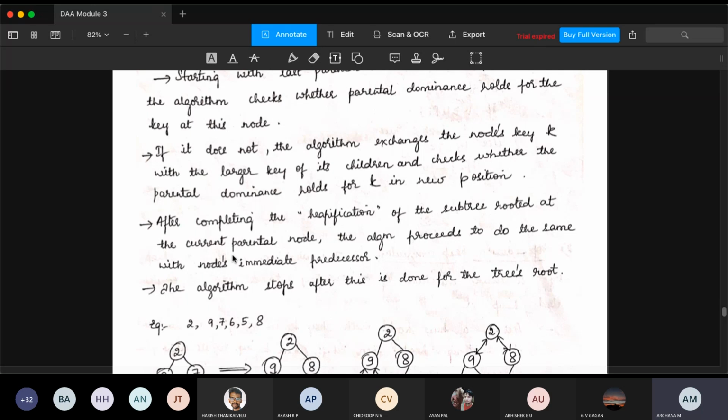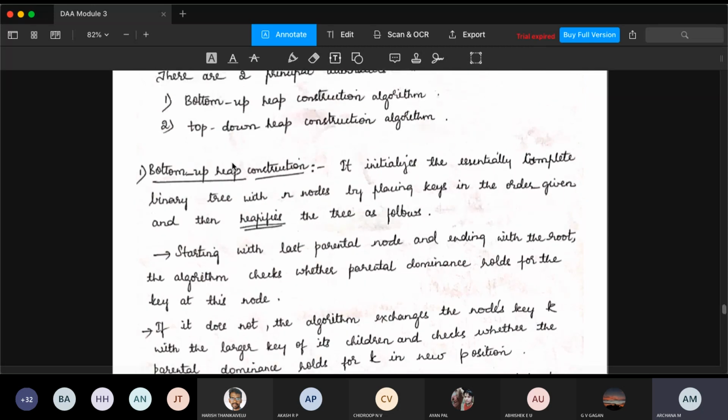Doing swapping of that is known as heapification. That's all. I'll write and I'll show you what that is, then you can easily understand. This is bottom up heap construction.